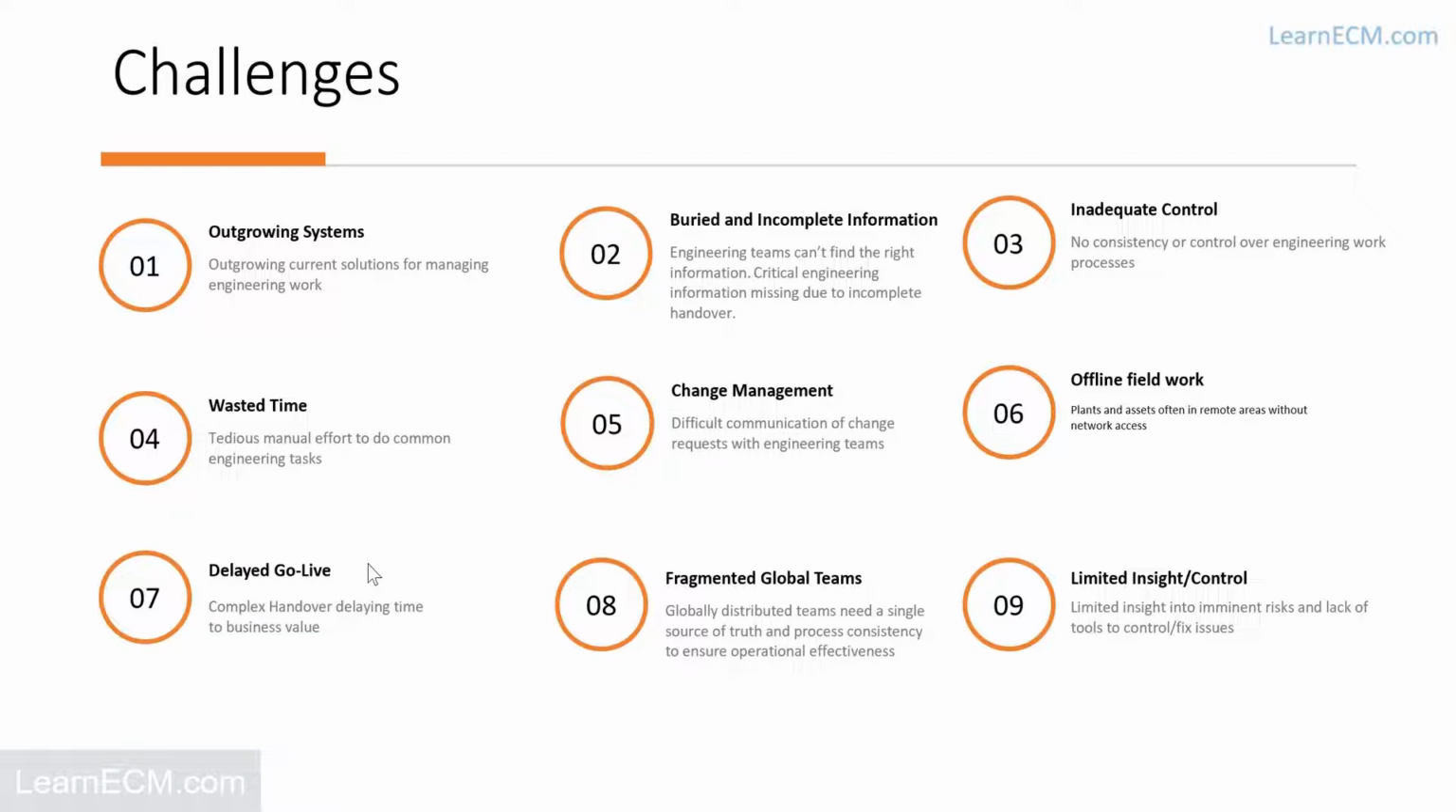Then there is the problem related to fragmented global teams. Globally distributed teams need a single source of truth and process consistency to ensure operational effectiveness. So how do we bring all these teams together and allow them better collaboration, so that they can work on all these activities seamlessly? That's another challenge. And without any specific solution, there is limited insight and control over this entire process.